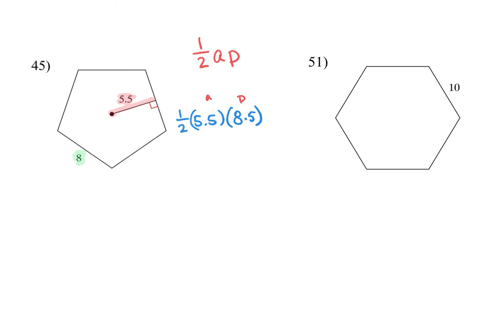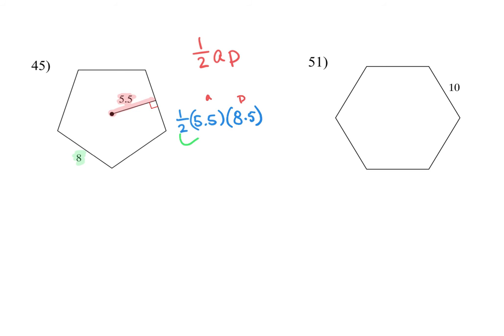So, for that one, it's very simple. The only problem that I ever see people make here is that they accidentally plug in just an 8 for their perimeter instead of 8 times 5. All right? So make sure you actually multiply it out and give me the perimeter, not just the side length there.